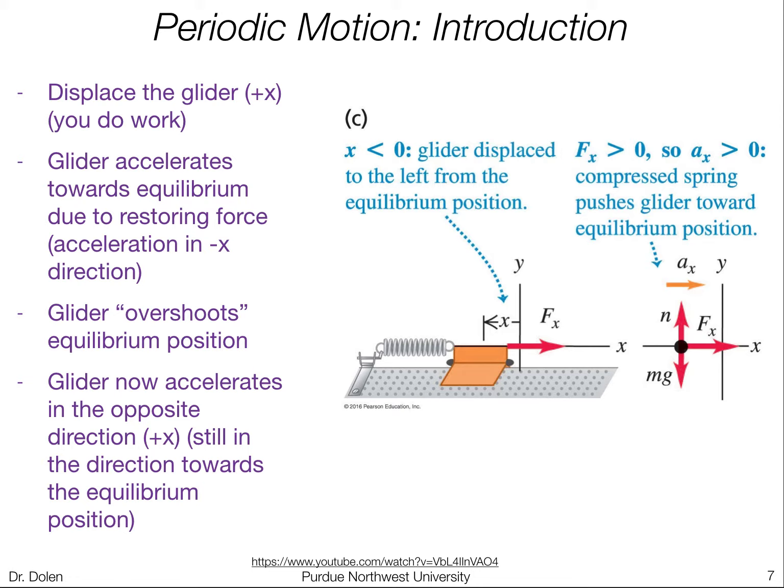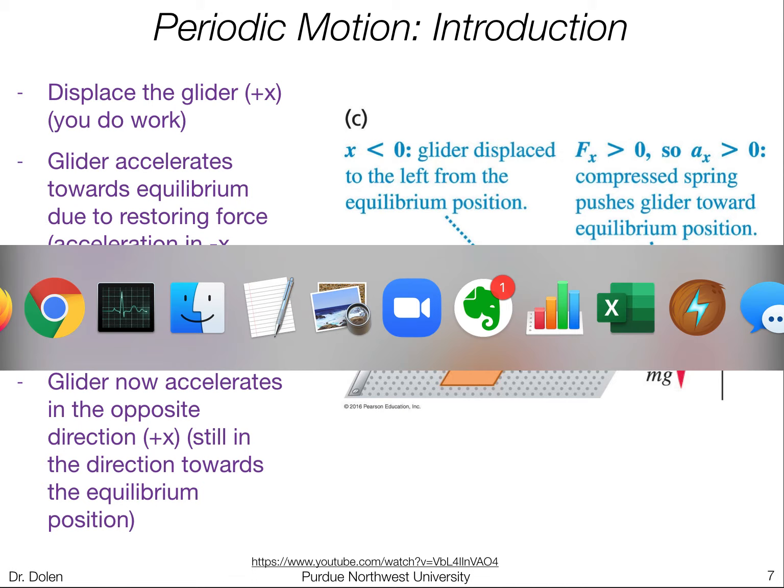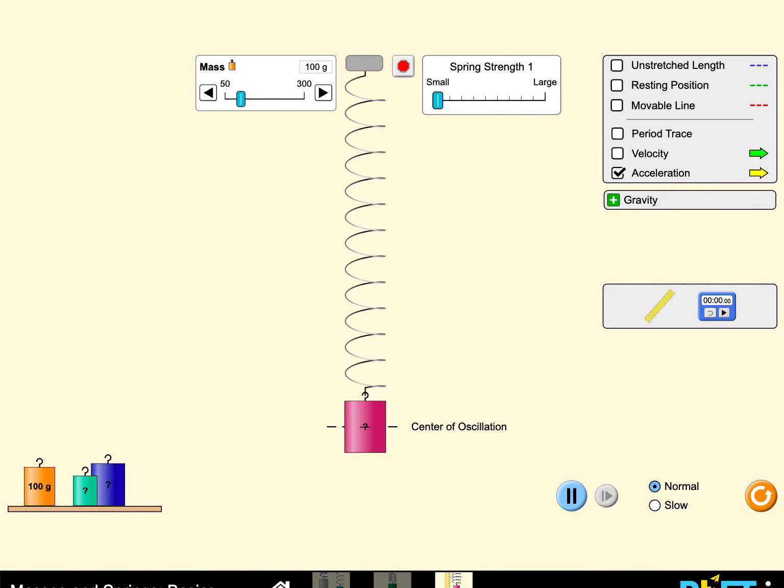Okay. We can quickly look at a few different types of oscillators using some simulations. So I'll go back to the PhET simulations. First, let's do a hanging mass on a spring, excuse me. It has this equilibrium position, right?